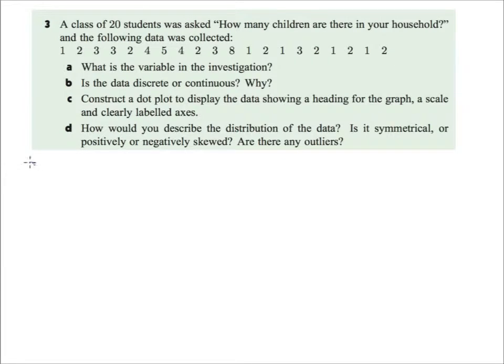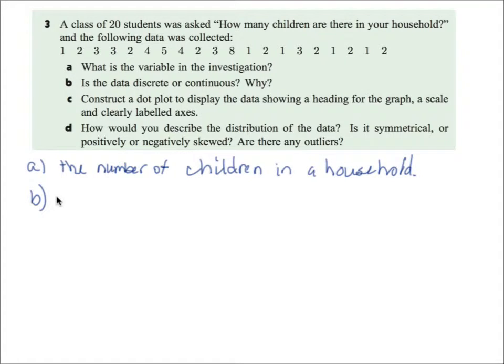Number 3, we're looking at A. What are the variables of investigation? Well, the variable we're looking at is the number of children that are in a household of our 20 students that we're surveying. So there's the number of children. B, is the data discrete or continuous? Why? Well, it'd be discrete, and our reason for that is we cannot have part of a child.